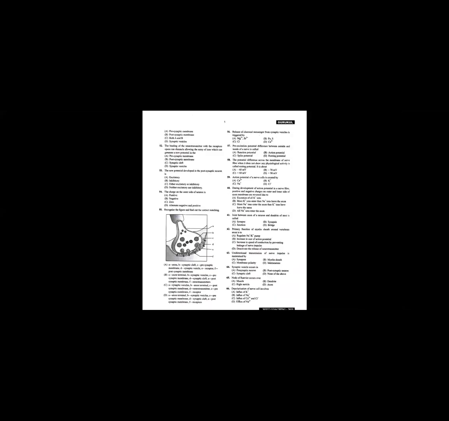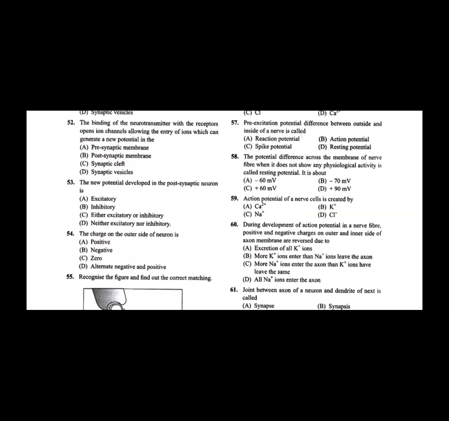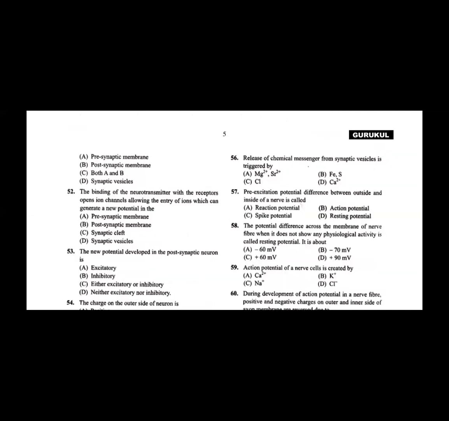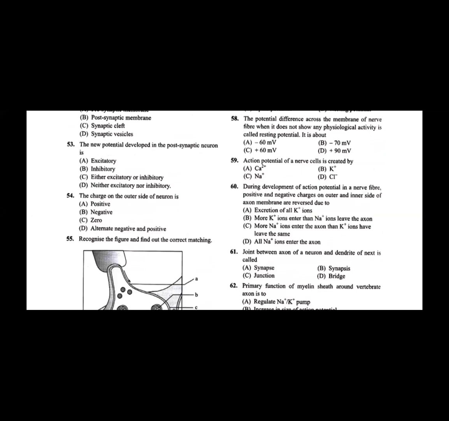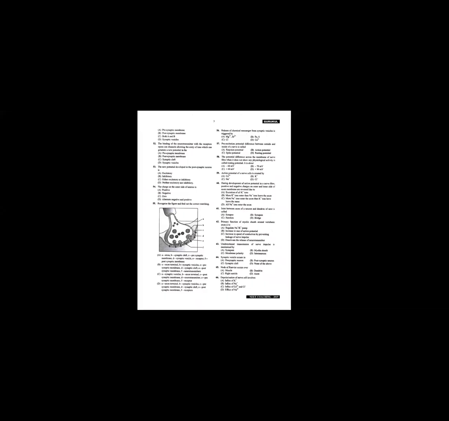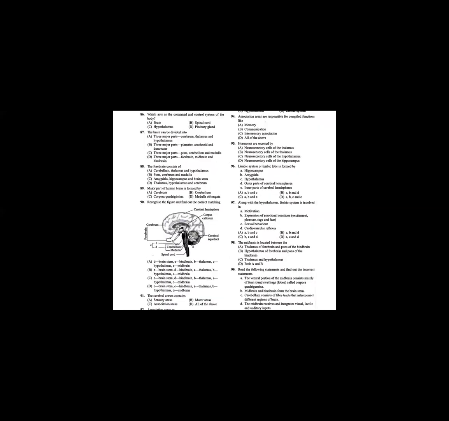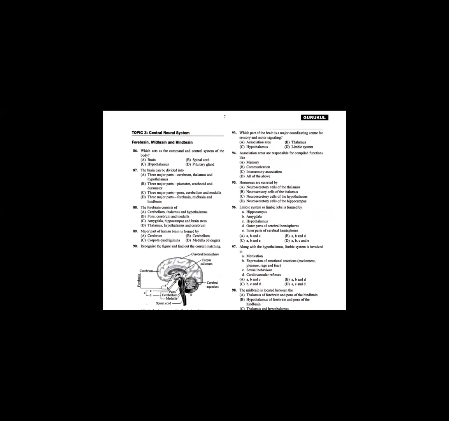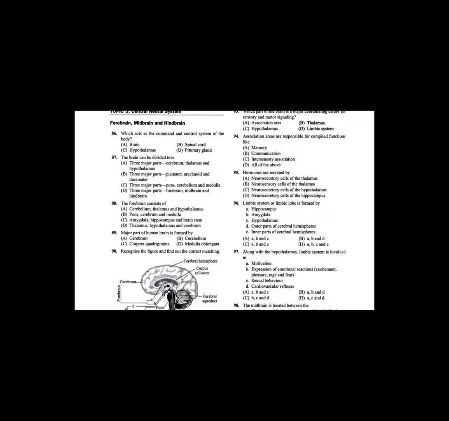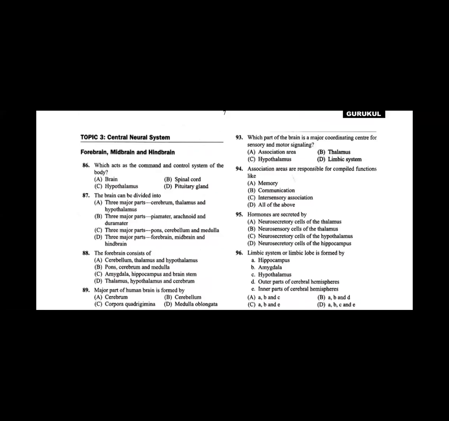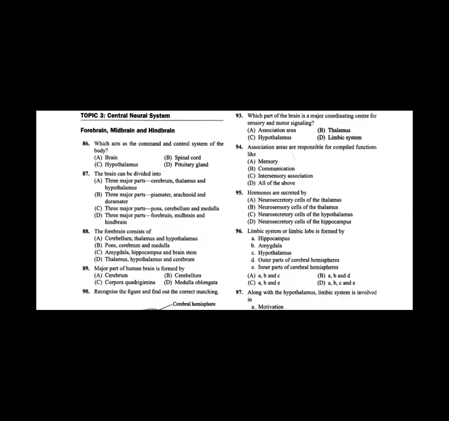Before going to the next question, we'll move to the next concept, students. The remaining questions you can discuss and read. Now we'll move to the next topic, that is the central neural system, the structure of the brain. The central nervous system is comprised of the brain and spinal cord. So in this concept, we'll discuss questions on the brain and spinal cord.